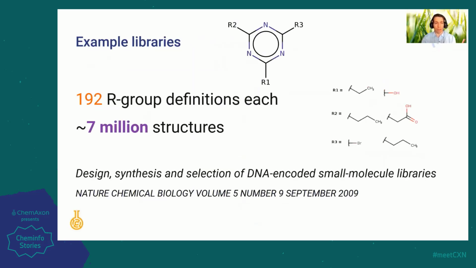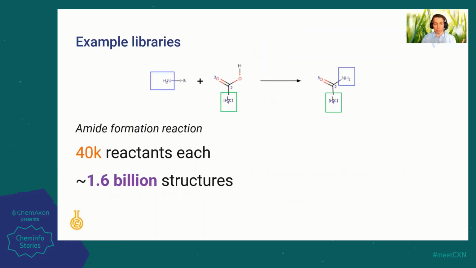We've got two example libraries that we were working on. This is the first one with 7 million structures. Here you see the reaction center, which is a simple one, and three R group positions. Less than 200 structures or R groups each, but together combined they still create 7 million structures. So you can see that with only a few definitions, you will get a lot of products at the end.